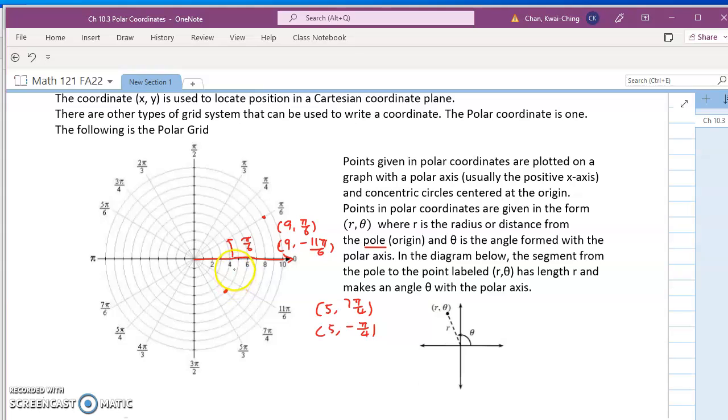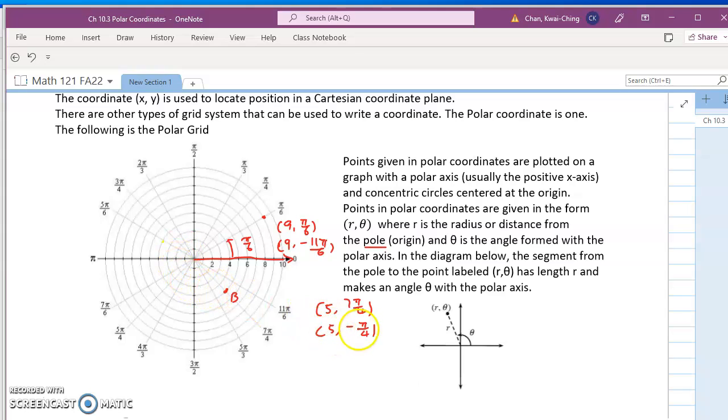Unlike the rectangular system, where there's only one way to write your x and y, the polar coordinate has different coordinates that refer to the same point. So in this particular case, point B can be written as 5, 7 pi over 4, because this is 7 pi over 4 all the way turned here.